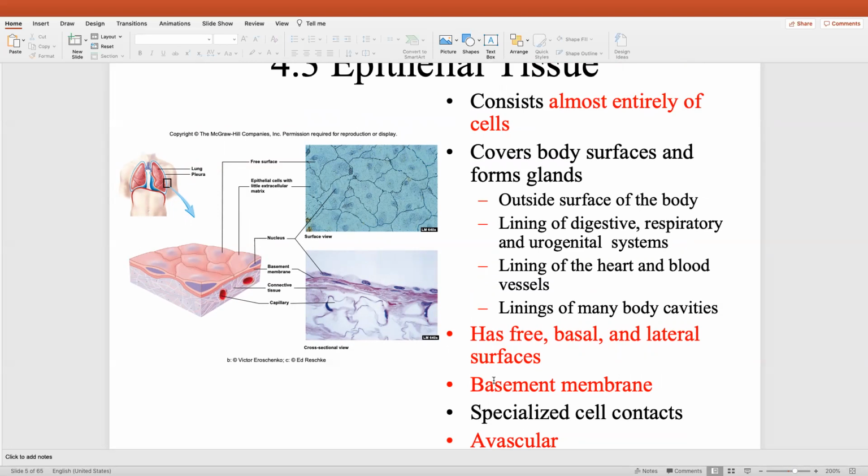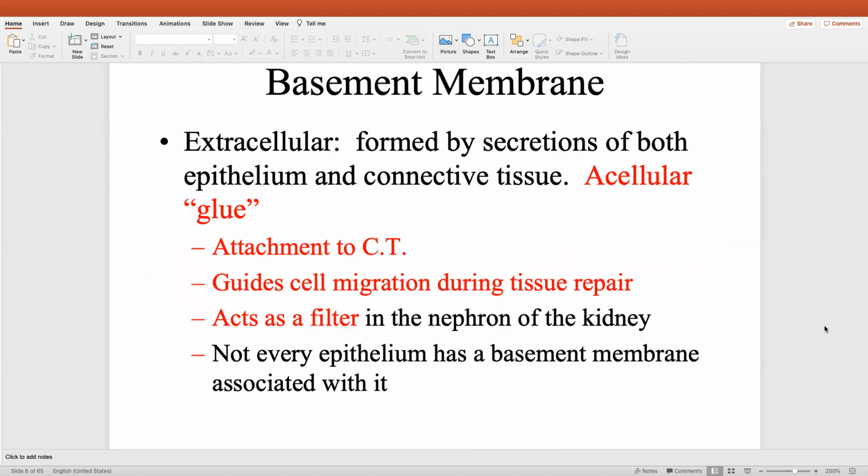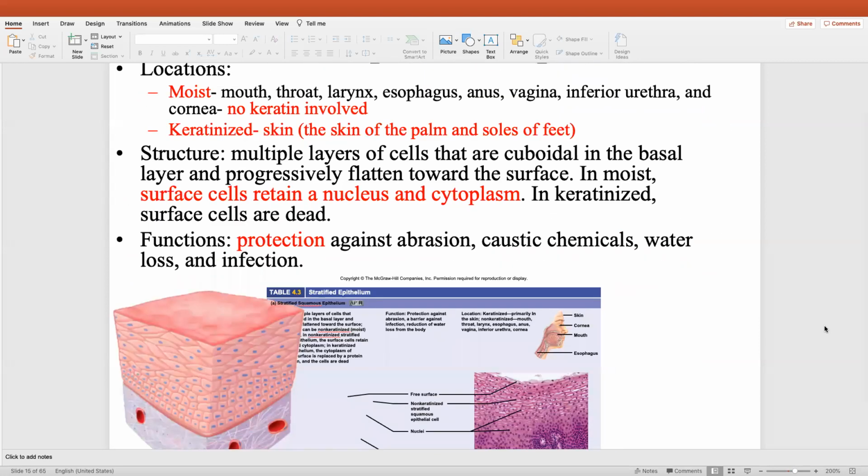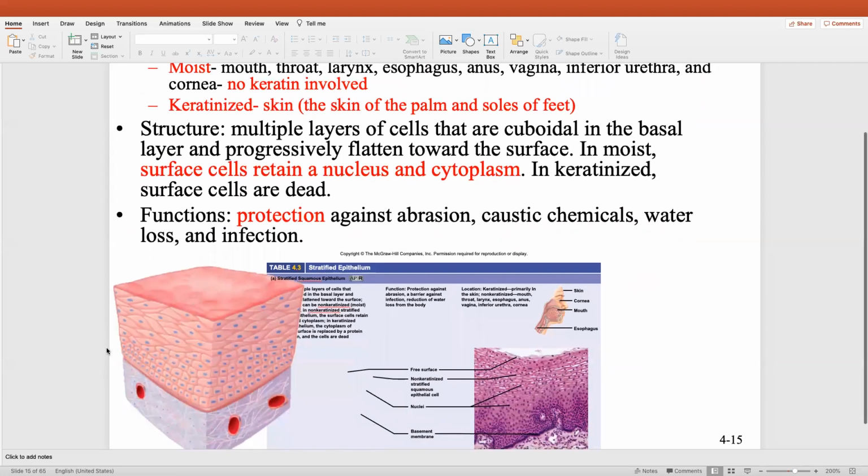They have a lot of layers. That's why we say they're stratified. Right? So let me show you the picture of stratified squamous cells right here. So what happens with stratified squamous cells? There are multiple layers. So these layers have pain receptors. So when you get a paper cut, it hurts.